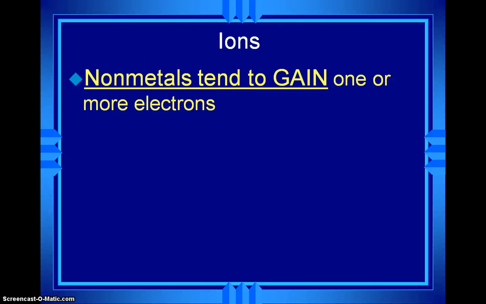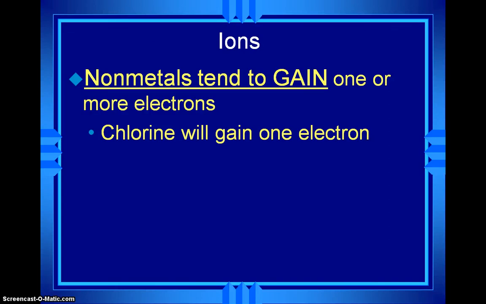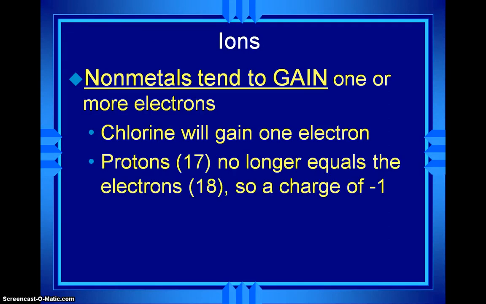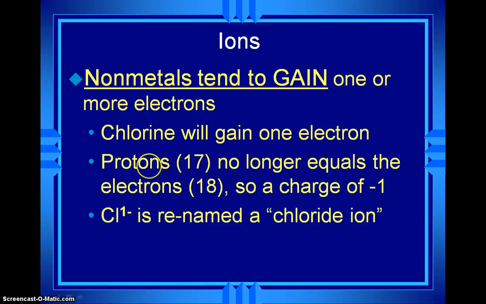Now, nonmetals tend to gain electrons. They have a lot of electrons in their outermost shell, so they only need a few to be full. So they tend to gain 1 or more electrons. When they gain electrons, like chlorine did in our example, when it gained 1 electron, now it has 18 negative electrons and 17 protons, so its net charge is really a -1. So we would write it as Cl with a 1- to show the charge, and we actually rename it a chloride ion. We take the root of the word chlorine and add -ide to the end, and we say it's a chloride ion.